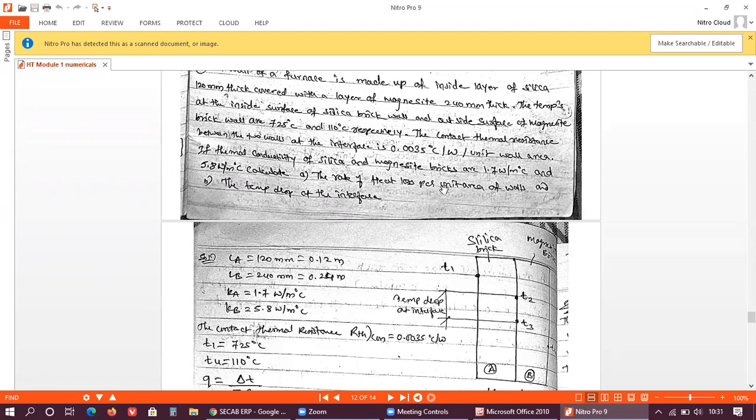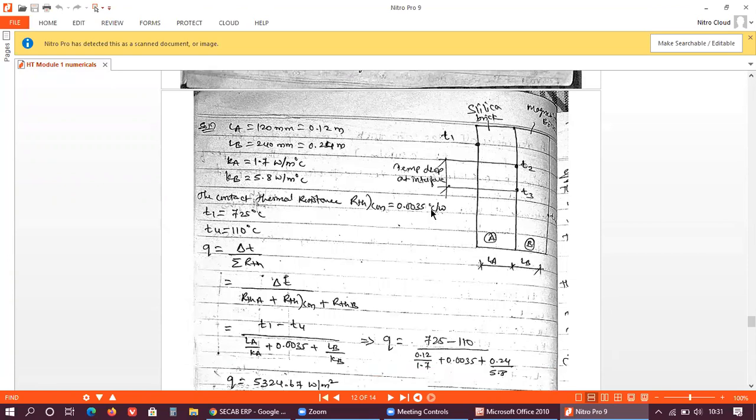So rate of heat loss per unit area, it is Q by A, or small q, and the temperature drop at the interface, right? तो हमको ये टेम्परेचर ड्रॉप भी निकालना है, the difference between T2 minus T3. T2 minus T3 is the temperature drop at the interface. Okay, so we'll go through this. La is given, that is the thickness of the silica brick, 120 mm, and for the magnesite brick Lb is also given. La and Lb both are given, 120 mm and 240 mm.